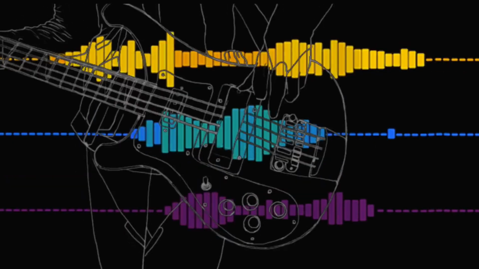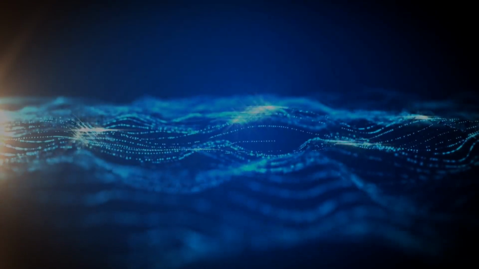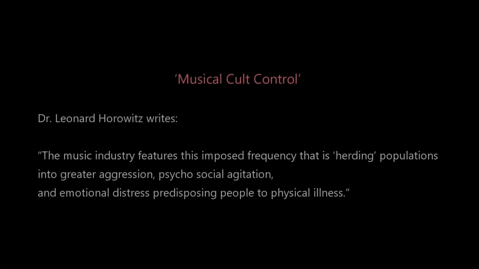440 Hz is the unnatural standard tuning frequency, removed from the symmetry of sacred vibrations and overtones, that has declared war on the subconscious mind of Western man. In a paper entitled Musical Cult Control, Dr. Leonard Horowitz writes, quote, "The music industry features this imposed frequency that is hurting populations into greater aggression, psychosocial agitation, and emotional distress, predisposing people to physical illness."